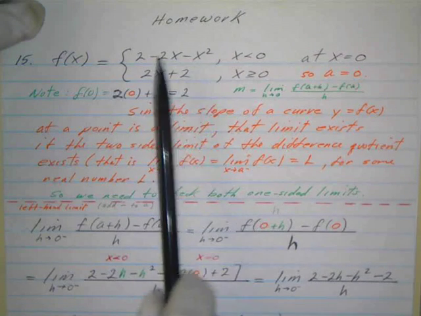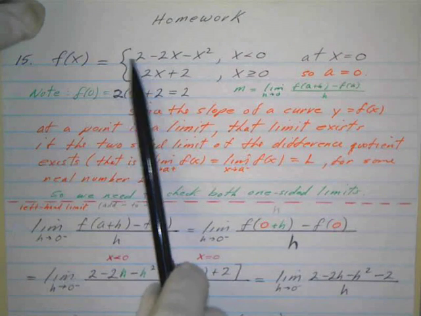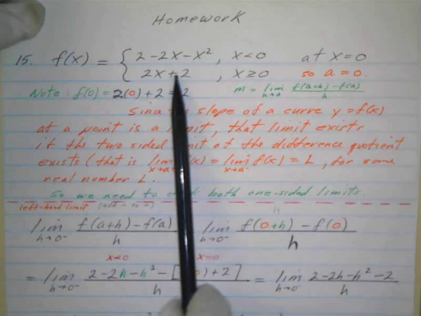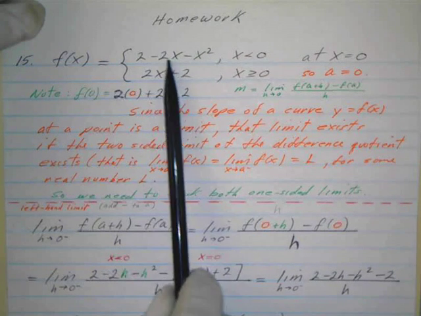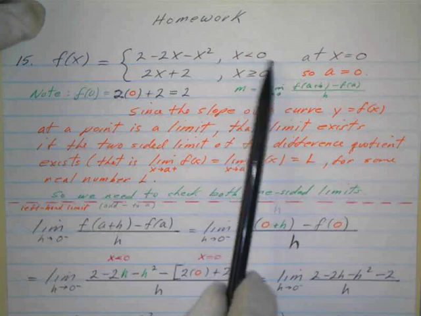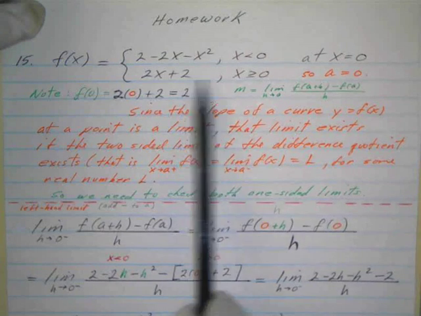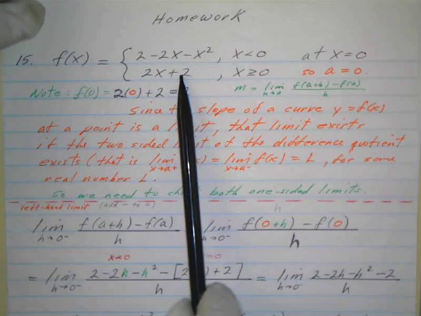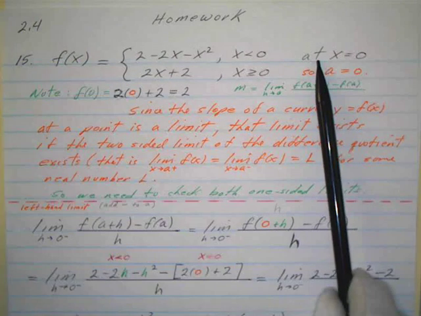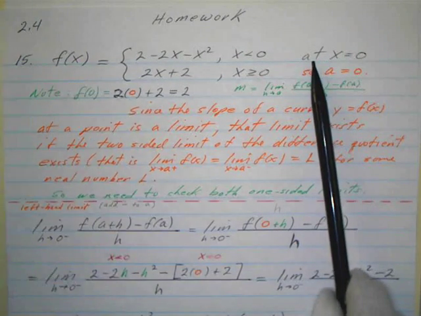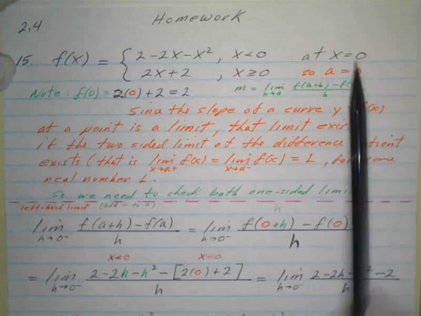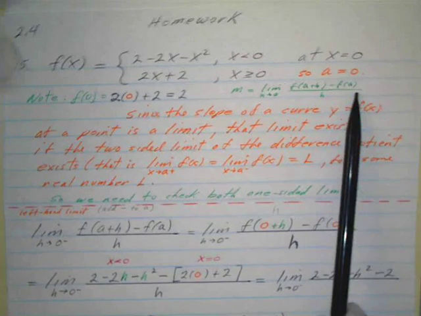So this was our function. The problem is we have a piecewise function. So we've got a function here and a function here: 2 minus 2x minus x squared for x less than 0, and 2x plus 2 for x greater than 0. So it's a piecewise function, and what we want to check is the indicated point, which was at x equals 0.